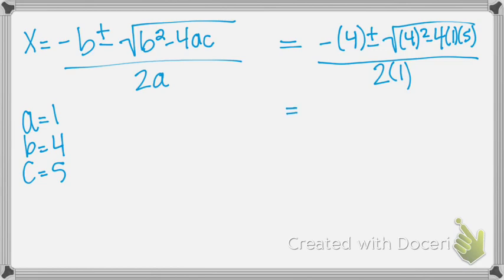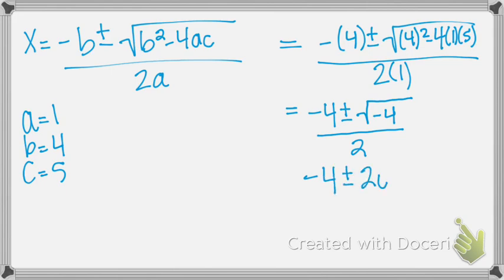All right, so I've plugged in my numbers. Now I want to simplify. First, I have a negative 4 plus or minus the square root. Well, it was negative 4, all over 2. So now, think. Can you take the square root of a negative number? No, but you can take the square root of the positive number and put that cute little i. So I'm going to simplify. Negative 4 plus or minus 2i over 2. So now I want to continue to simplify, okay?